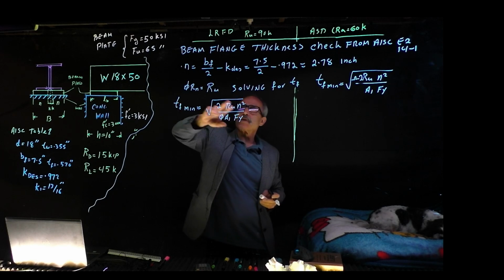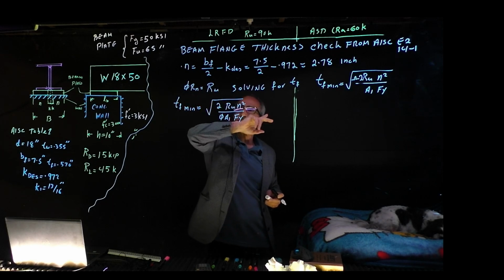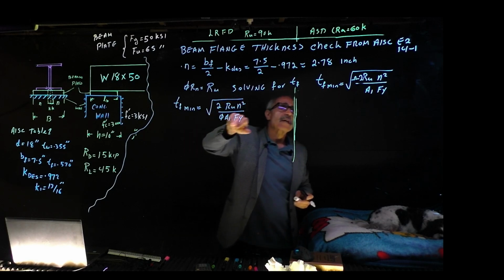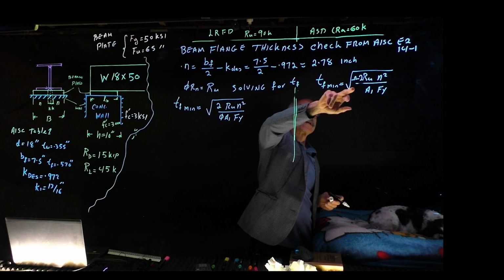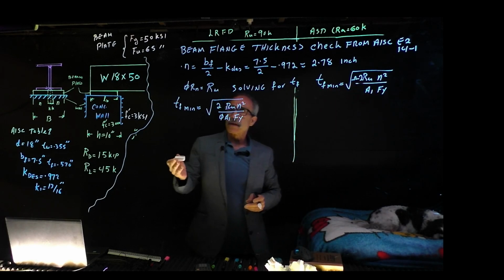From those equations, we know phi times Rn is equal to Ru. We can solve for TF, both for load resistance factor design, which is this right here, and for allowable stress design, which is basically omega times 2 Ru times n squared divided by A1 times Fy. Let's plug in and see what we're going to get.